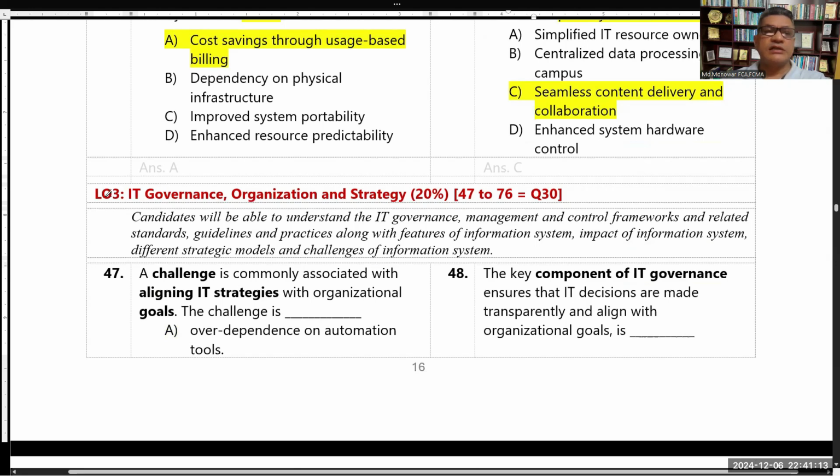Now, Learning Object 3, IT governance, organization, and strategy. The weight is 20%, so here 30 MCQs. If we study IT governance, organization, and strategy, we will be able to understand IT governance, management and control frameworks, and related standards, guidance, and practice, along with features of information systems, impact of information systems, different strategic models, and challenges of information systems.